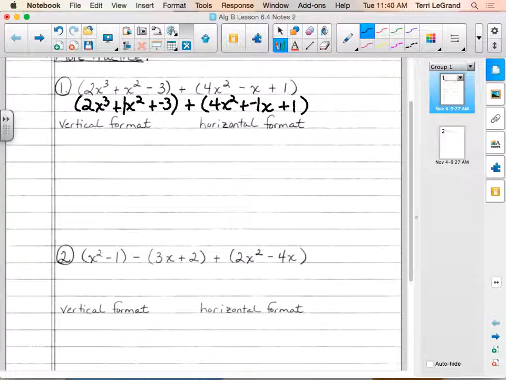When we're adding, it does not matter which order we do it in, so you get to make the call, but here's what I'm going to suggest you do. When you're deciding which one to put on the top in your vertical format, take the one of the highest degree. So which of these two polynomials is the higher degree polynomial? The first one or the second one? The first one. What is its degree? 3. What's the degree of the second polynomial? 2. So the one of higher degree is the first one.